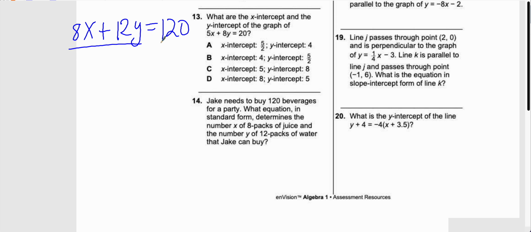So I need to divide everything by 4, and that would be 2x plus 3y equals 30. I don't know why I divided by 2 in my brain. Now 2 and 30 share factors, and 3 and 30 share factors, but 2 and 3 don't share factors.